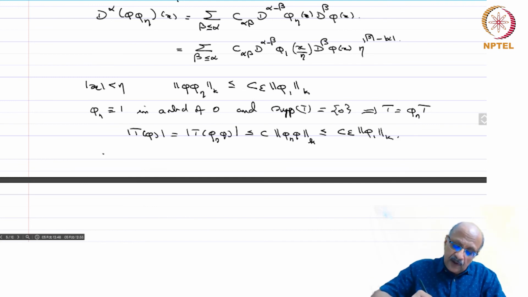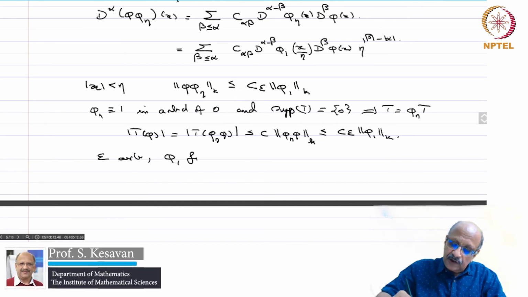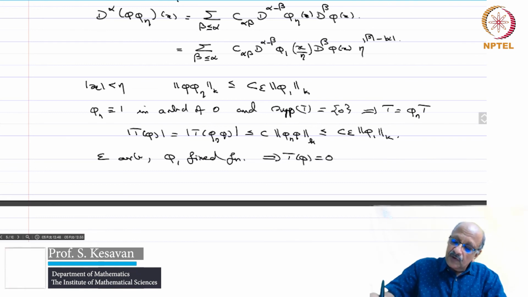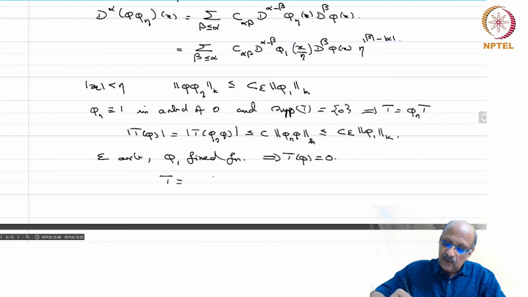Now epsilon is arbitrary, phi 1 is a fixed function, and this implies that T of phi equals 0. Therefore D^alpha phi equal to 0 for all mod alpha less than or equal to k implies T of phi equals 0. So by the lemma we have that T is in fact equal to the sum over mod alpha less than or equal to k of c alpha times D^alpha delta.